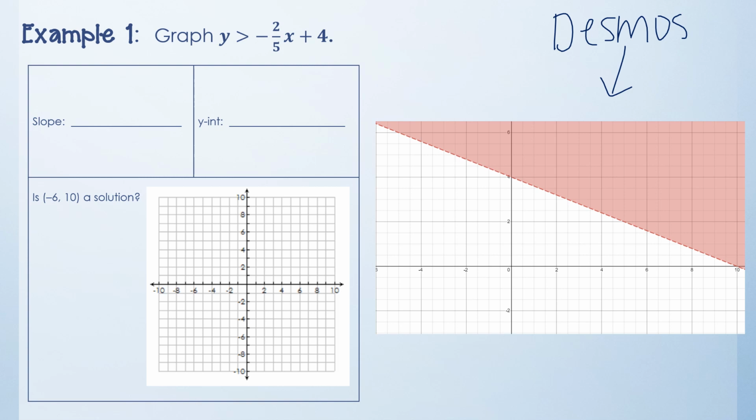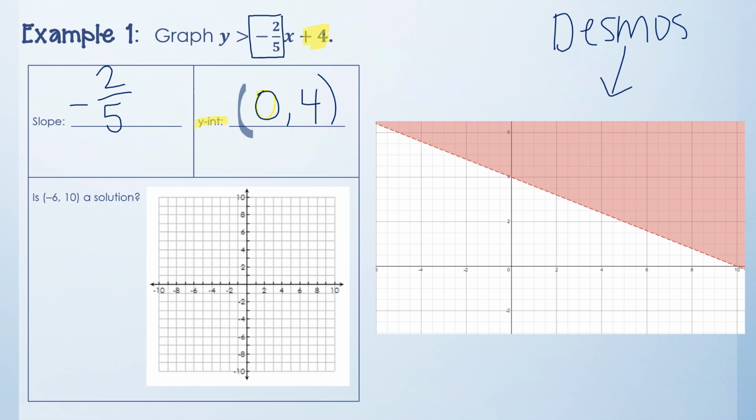When I'm looking at this inequality, the first thing I'm going to look for is the y-intercept, because that's my starting value. So my y-intercept is 4. I'm going to write that as (0, 4). And then this value is my slope, so -2/5.